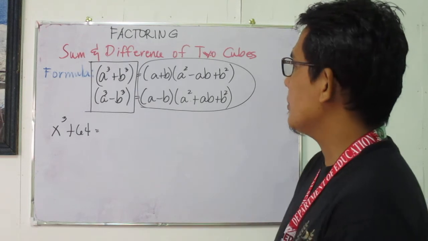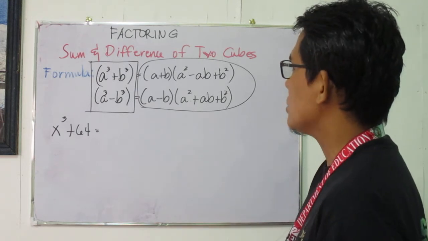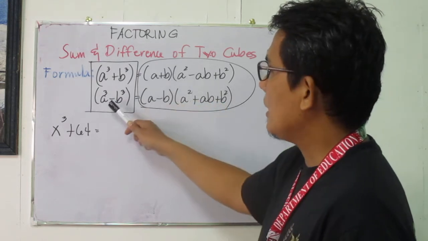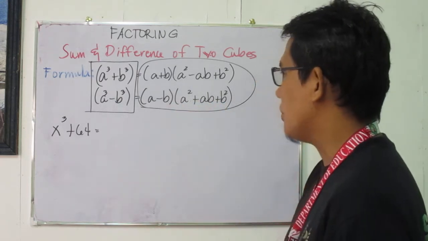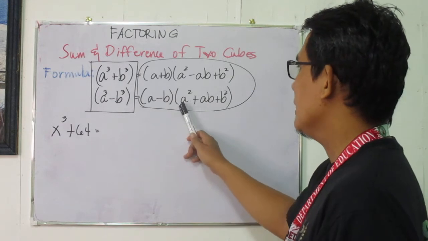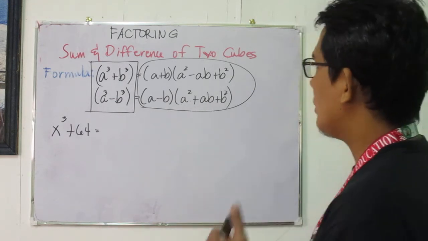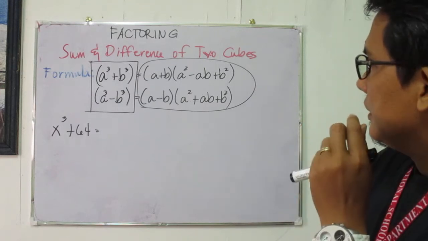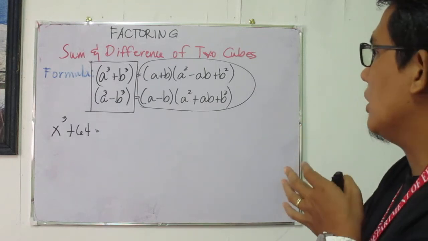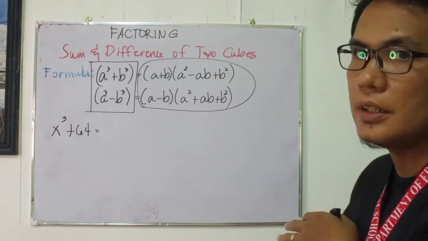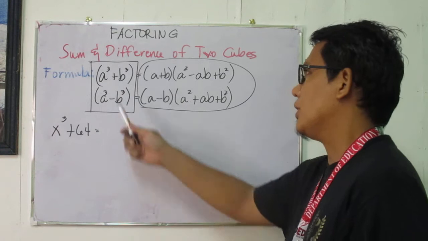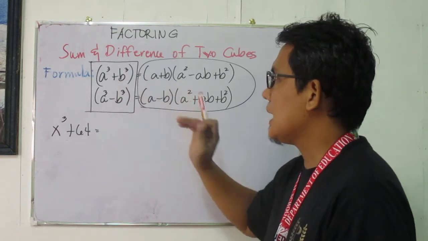Okay, so we can see here that we have a cubed plus b cubed, and the factored form of that expression will have two factors, a binomial and a trinomial. Likewise with our difference of two cubes, we will have a binomial and a trinomial. But if we evaluate the given formulas, they differ obviously in the sum and difference.